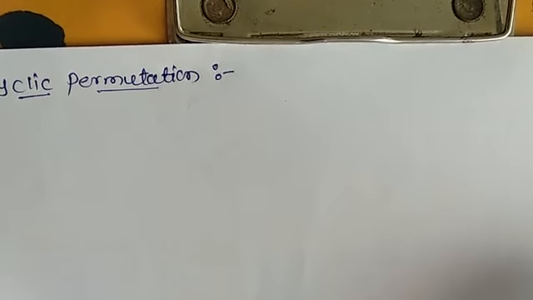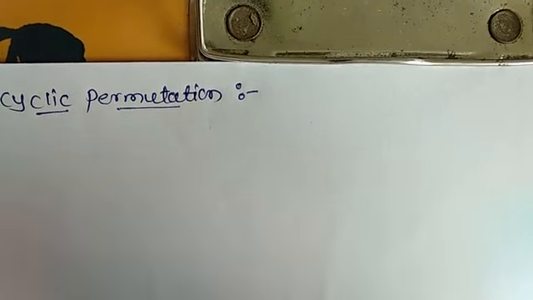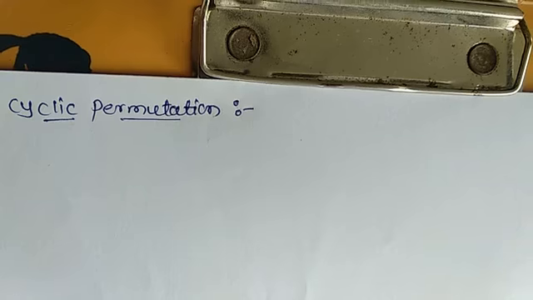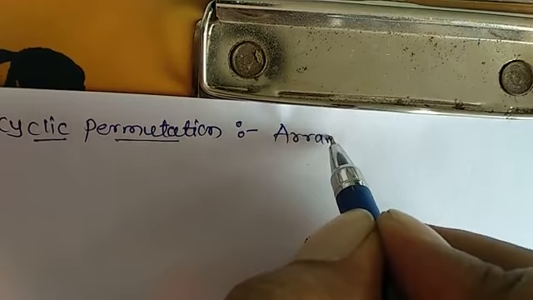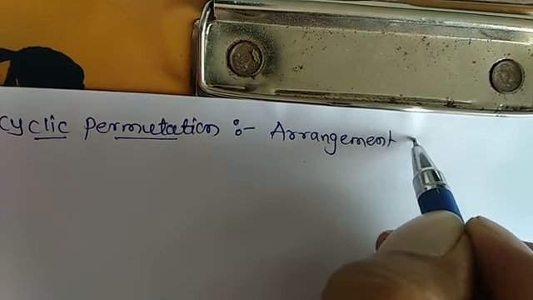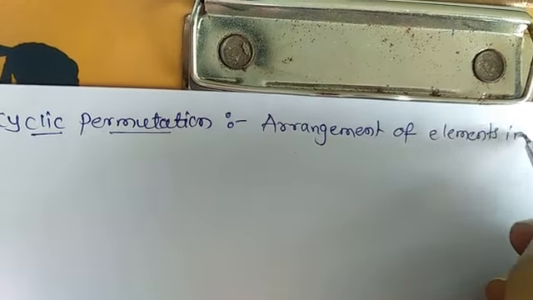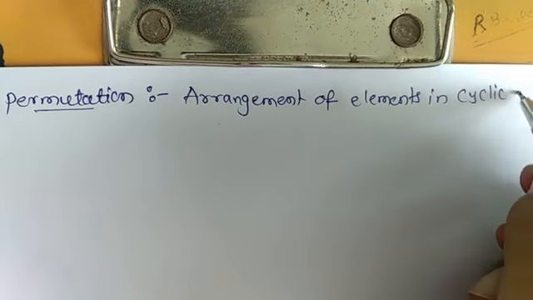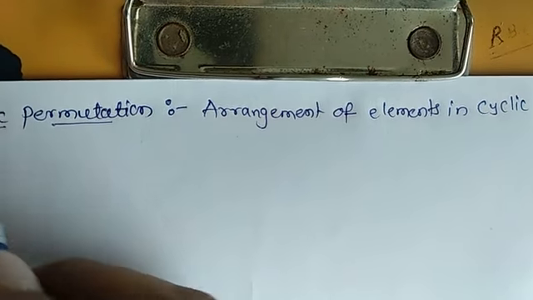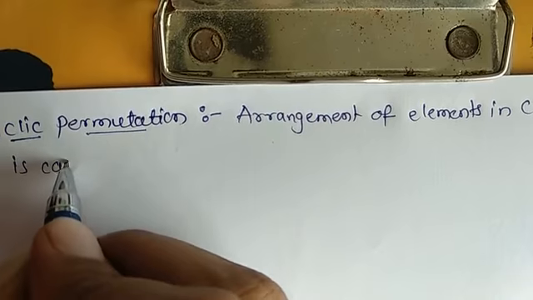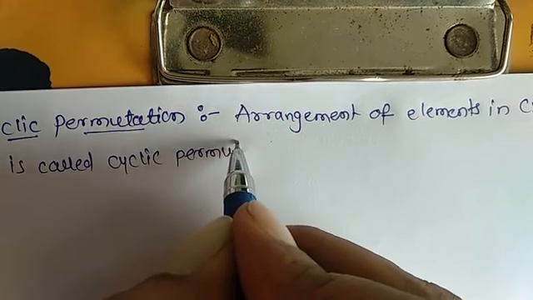Hi everybody, in today's lecture we are going to study cyclic permutation. First of all, we see the definition of cyclic permutation. Cyclic permutation means arrangement of elements in a cyclic manner. Arrangement in a cyclic manner is called cyclic permutation.